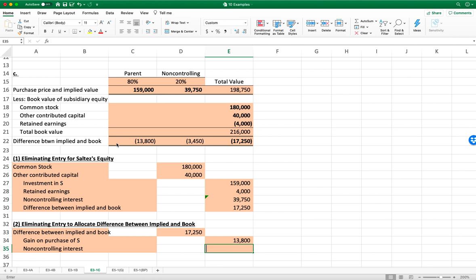As you can see, we are going to increase the value of the non-controlling shares because we originally recorded them at $39,750. We're adding to that an additional $3,450 because we're saying, well, if we get to record a gain, essentially they do too. Their shares are worth more because of their portion of this gain. That's the tricky thing about the gain on bargain purchase: we need to split our difference between implied and book and treat the parent share differently than we treat the non-controlling interest share.